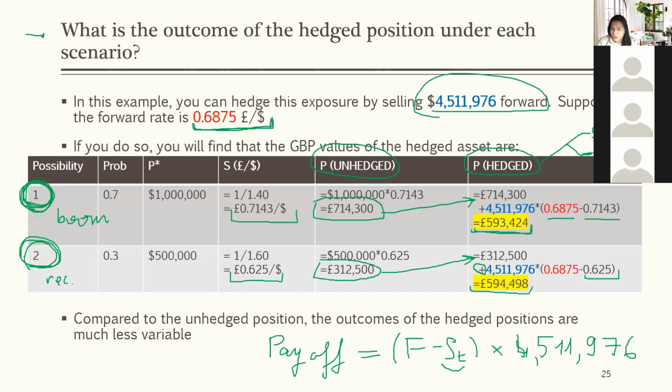If I compare the variance of the hedged position and the variance of the unhedged position, without doing any calculation, you can see that the hedged position does not vary too much. The two outcomes are quite close to each other, whereas for the unhedged position, the two outcomes could be very different. This is the purpose of hedging: you want to reduce variation. Any question with this slide?